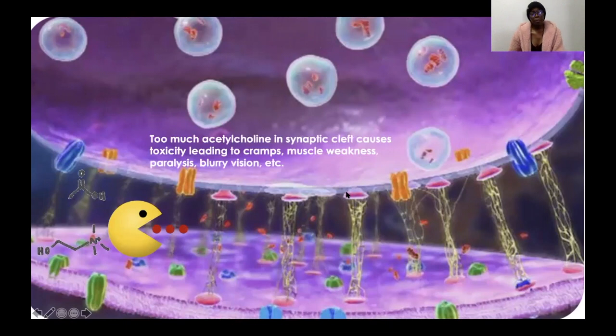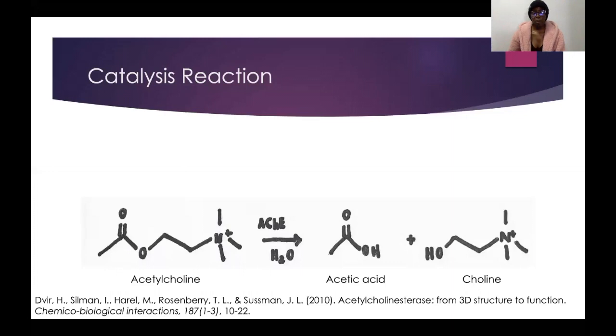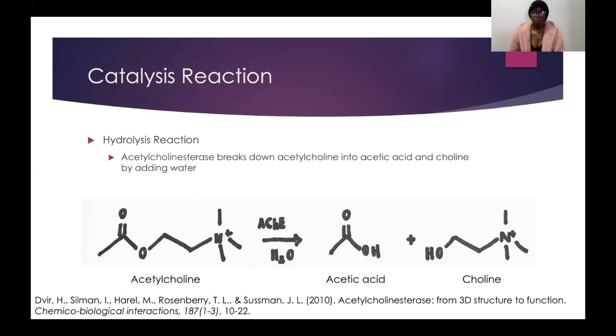And this is extremely important because too much acetylcholine in the synaptic cleft can cause toxicity within the body, which can lead to cramps, muscle weakness, paralysis, blurry vision, and even death in extreme cases. So our catalysis reaction of acetylcholine is basically a hydrolysis reaction, where acetylcholinesterase breaks down acetylcholine into acetic acid and choline by adding water. And its function is actually attributed to its name.